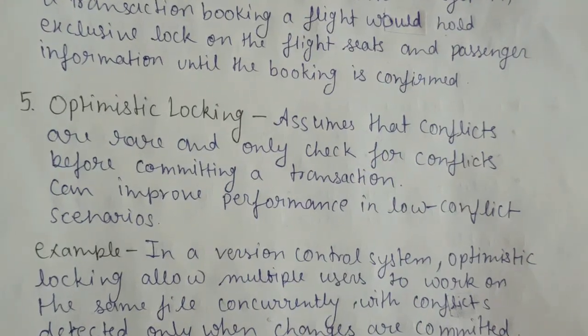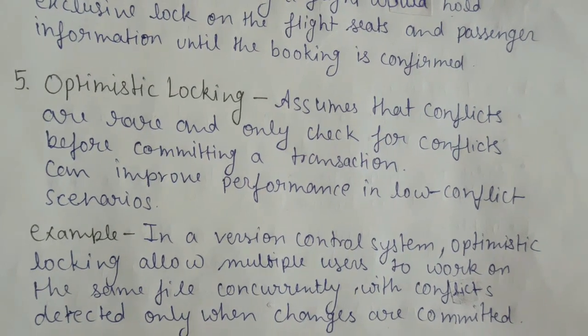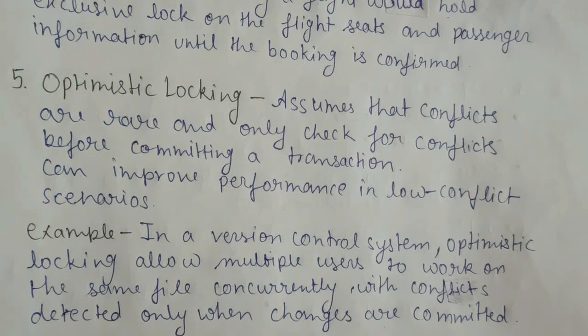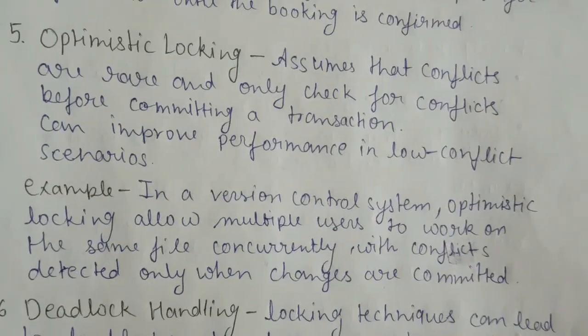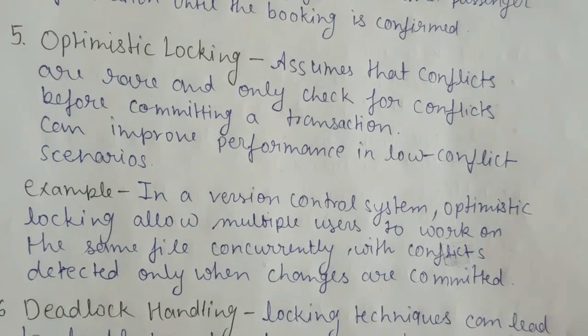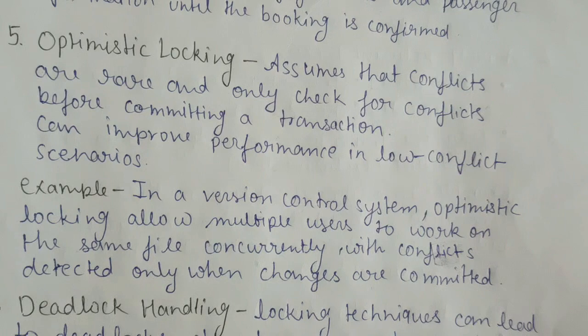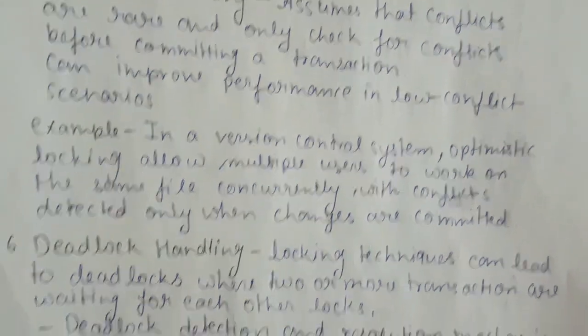Fifth is optimistic locking. It assumes that conflicts are rare and only checks for conflicts before committing a transaction. It can improve performance in low-conflict scenarios. For example, in a version control system, optimistic locking allows multiple users to work on the same file concurrently, with conflicts detected only when the changes are committed.